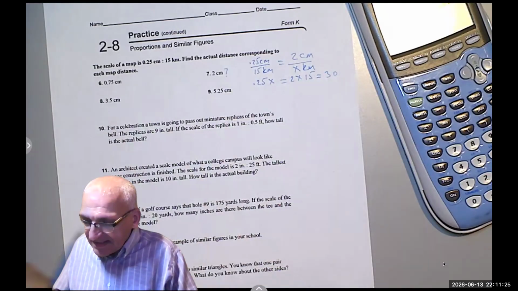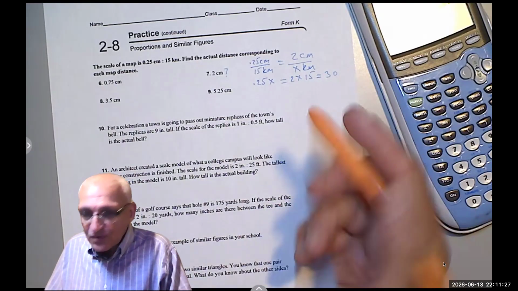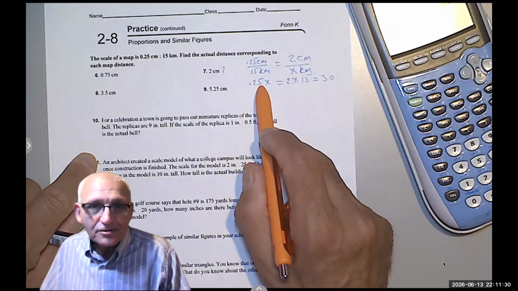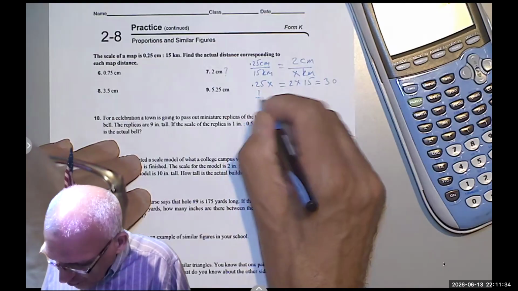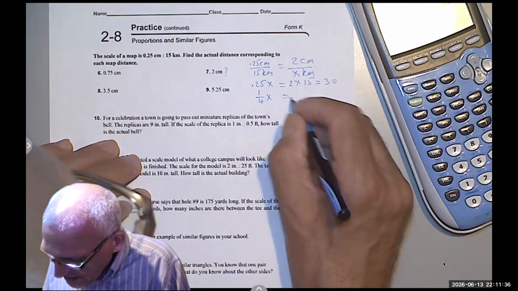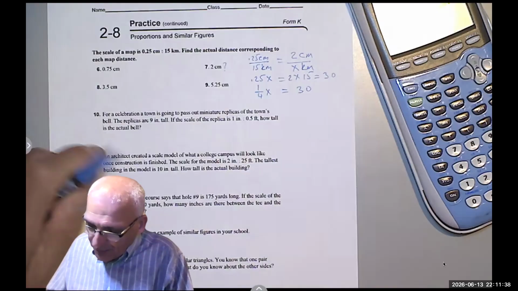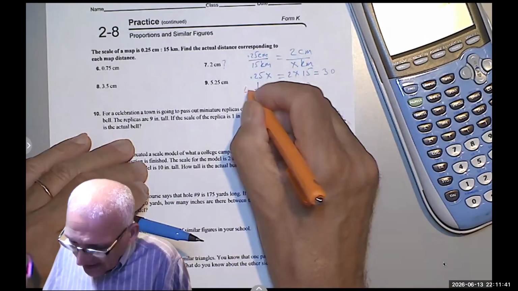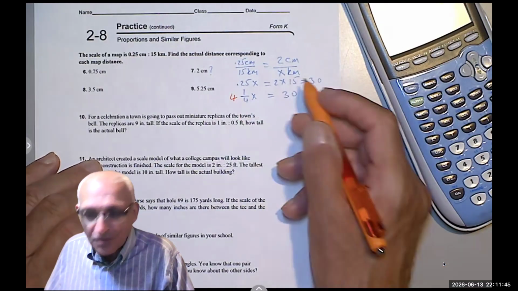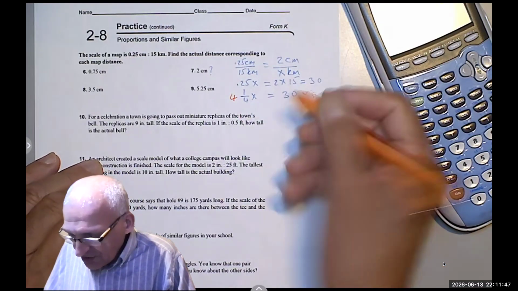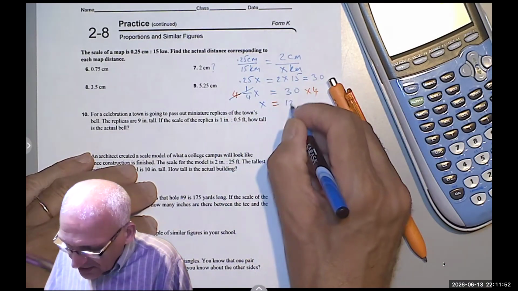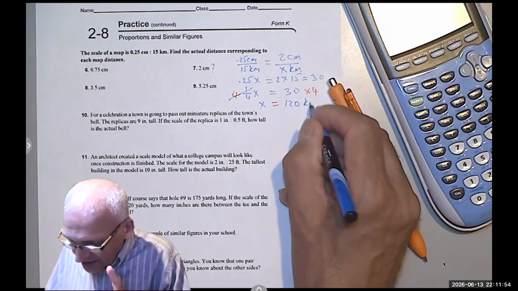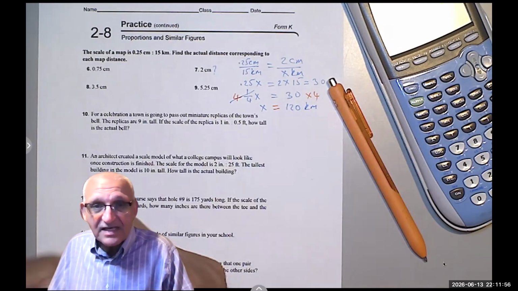And then notice that some people prefer to do that. 0.25 is a quarter. So it might be easier to say 1/4 of x equals 30, and then I multiply both sides by 4. It's the same thing as dividing both sides by 0.25, but most likely you would use a calculator for that. Here you don't really need a calculator. You can say just x equals 120 kilometers. You have to enter the unit. Don't leave it as a number.